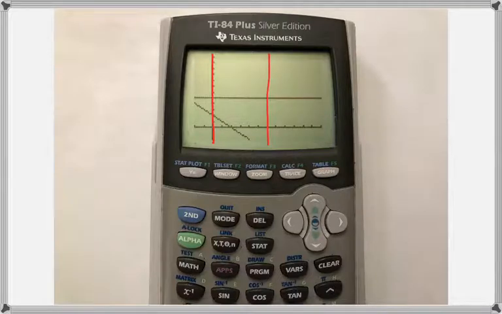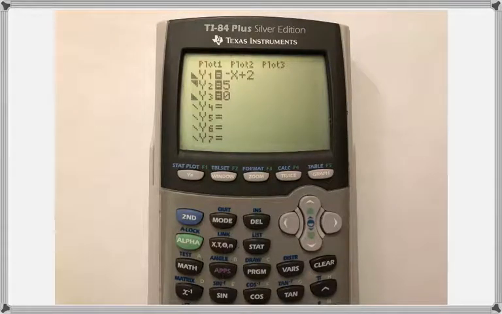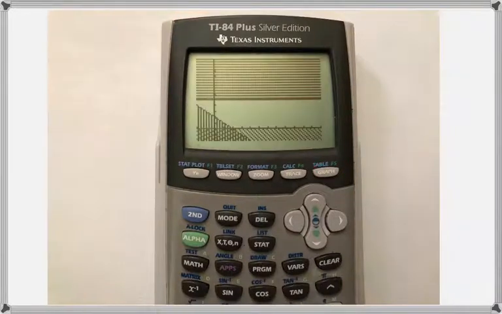So now let's look at the shading, and I like to do the reverse. So it was y is greater than or equal to negative x plus 2. So the reverse would be shading below. It's y is less than 5, so the reverse would be above 5. And it's greater than 0, so the reverse would be below 0. And if we graph it, this is what our shading looks like. So this would be our feasible region.